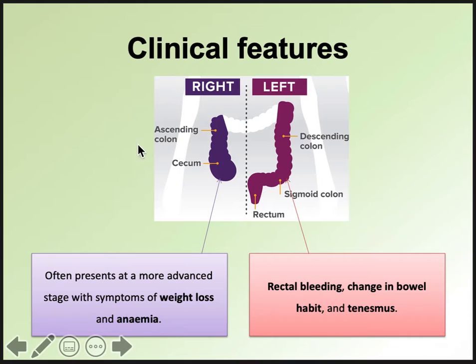Tumors in the right side of the colon, so in the ascending colon and the cecum, often present at a more advanced stage with symptoms of weight loss and anemia, as they don't have these very obvious features on presentation. And in fact, some individuals may have no clinical features and may simply be diagnosed with CRC based on a screening test.